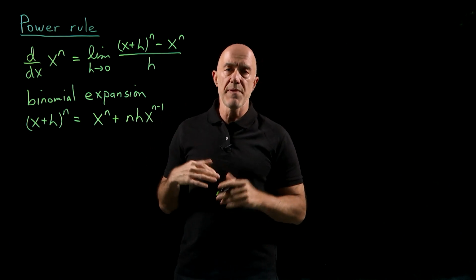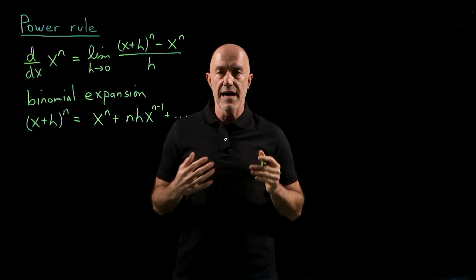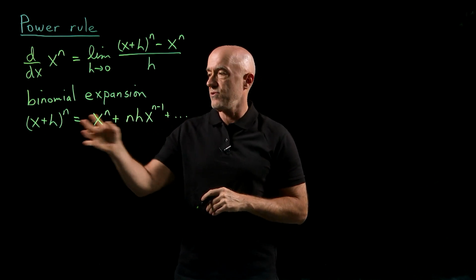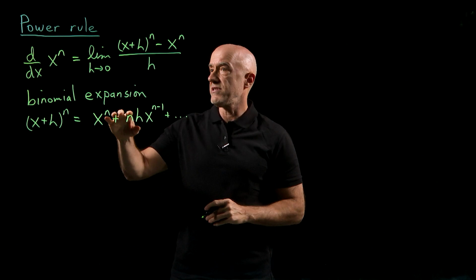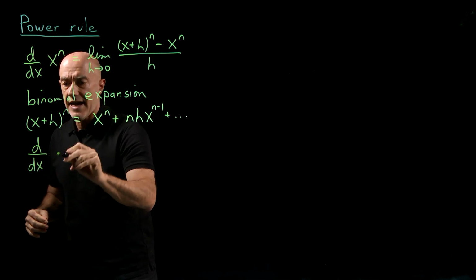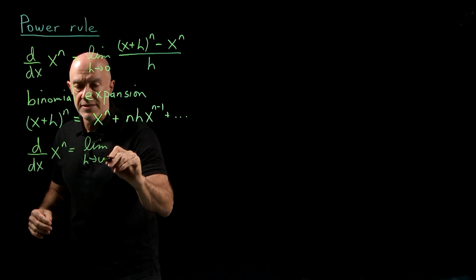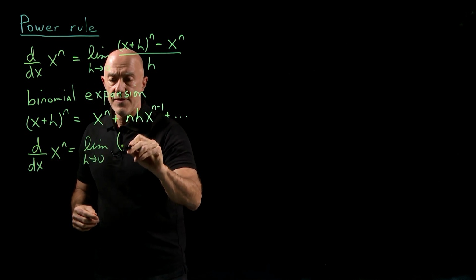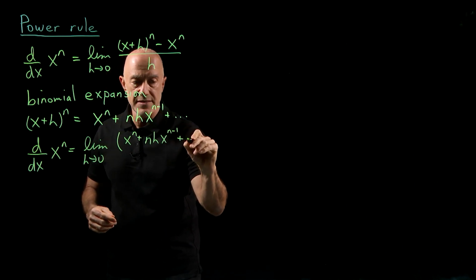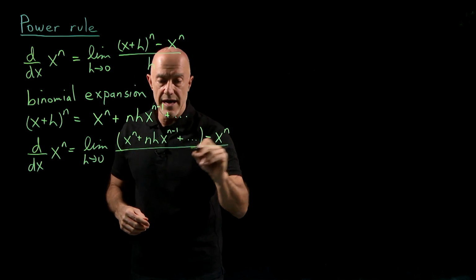And then the next term will depend on h squared. So all these other terms here I will just represent as dot, dot, dot, meaning that they depend on h squared, h cubed, etc., all the way to h to the nth. So now if we substitute this into our definition of the derivative, d/dx of x to the n becomes the limit as h goes to 0. Now we have x to the n plus n h x to the n minus 1 plus dot, dot, dot, minus x to the nth, divided by h.